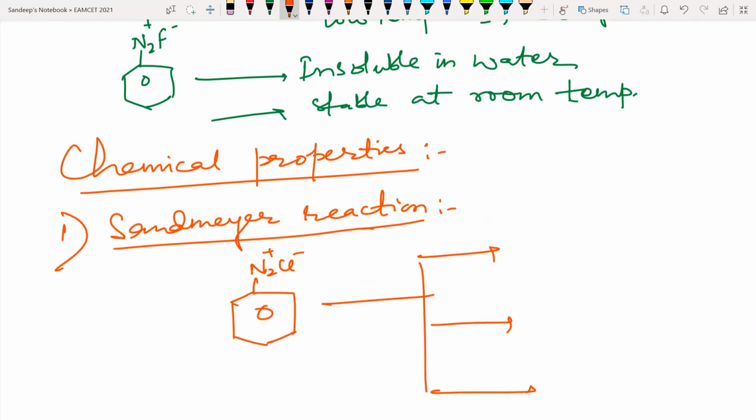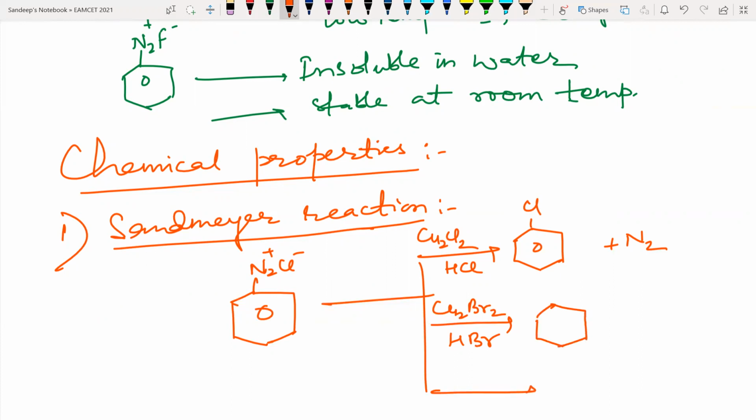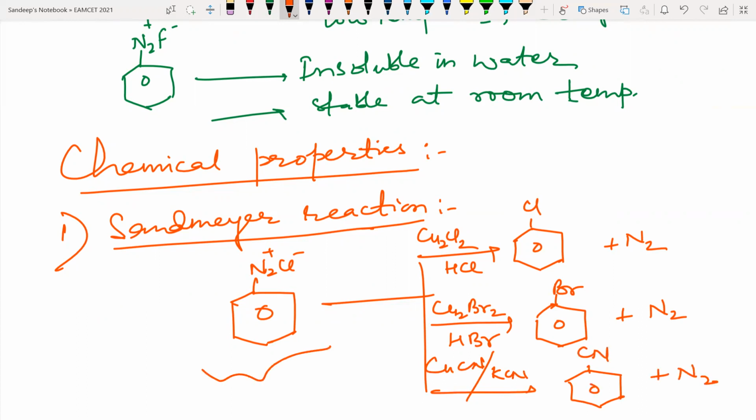If you treat benzene diazonium chloride with Cu2Cl2 in presence of HCl, then chlorobenzene is formed, plus nitrogen gas is released. If you treat it with Cu2Br2, HBr, then bromobenzene is formed, plus nitrogen gas. If you treat with CuCN in presence of KCN, then benzonitrile is formed along with release of nitrogen gas. This reaction is called Sandmeyer reaction.